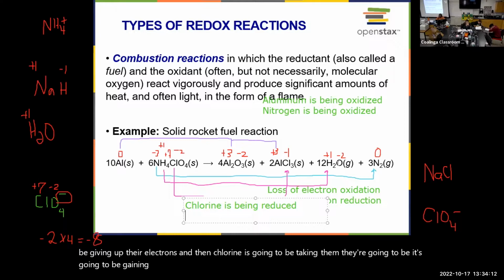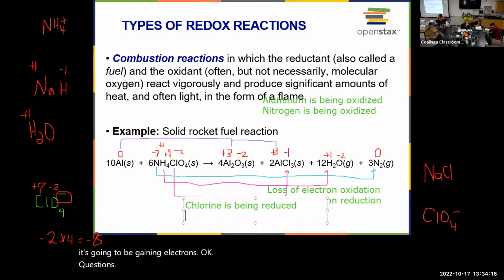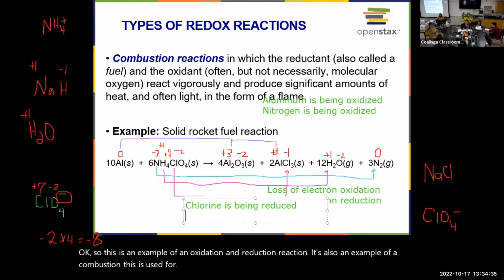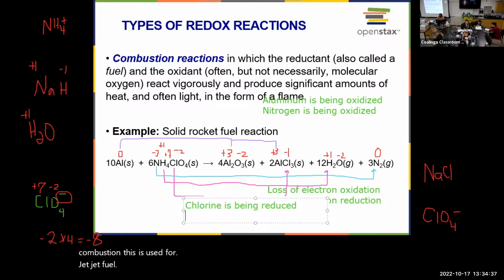Okay. Questions? Concerns? Okay, so this is an example of an oxidation and reduction reaction. It's also an example of a combustion. This is used for jet fuel, rocket launches.